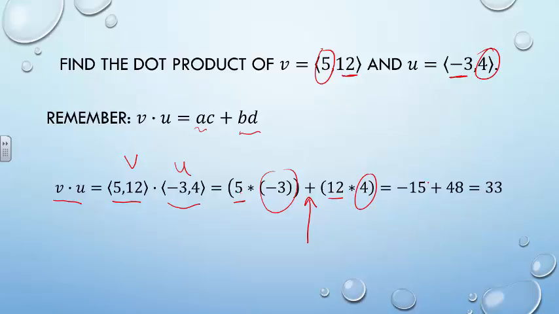Multiplying 5 by -3 gives us -15. 12 by 4 is 48. We have to add them together, and we have a dot product of 33.